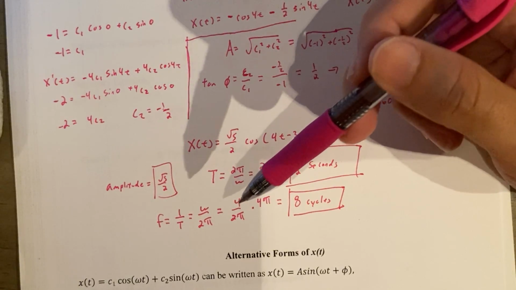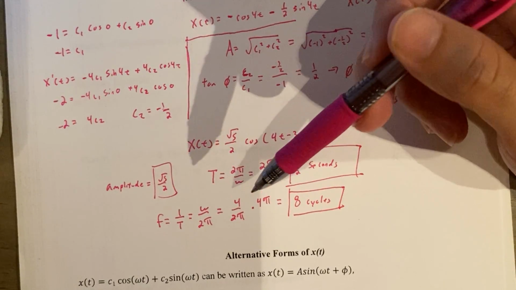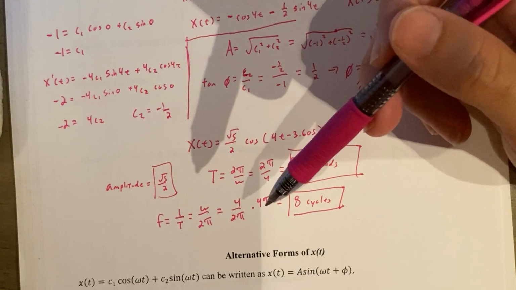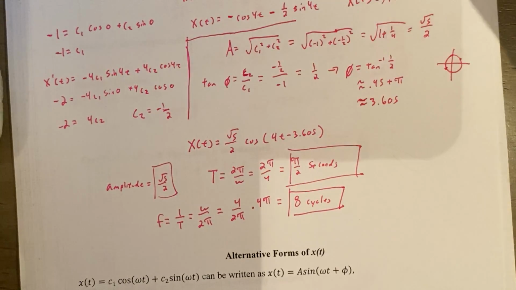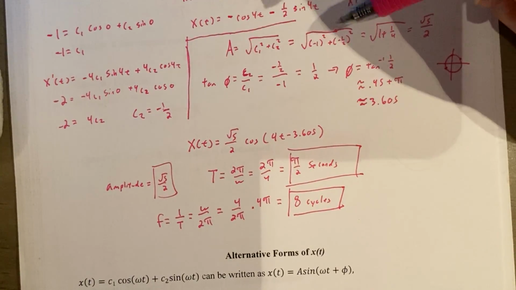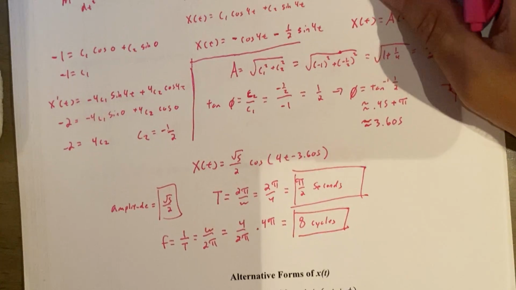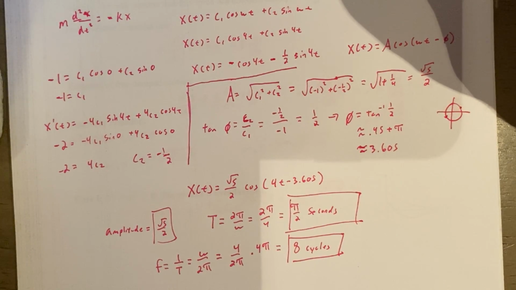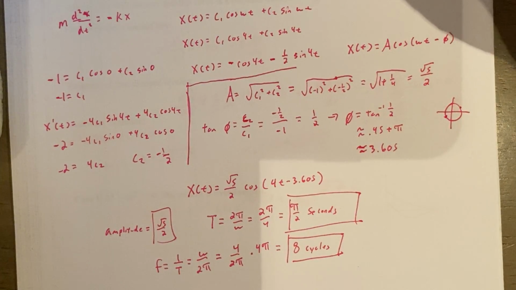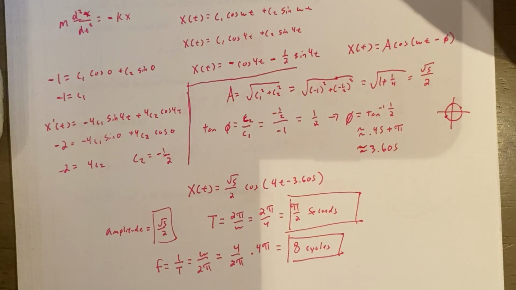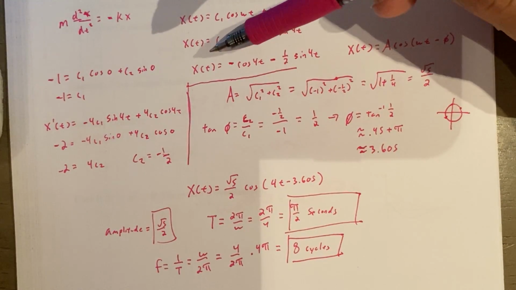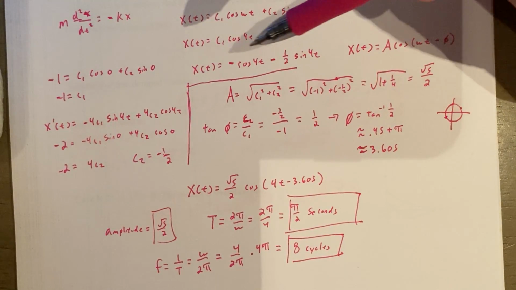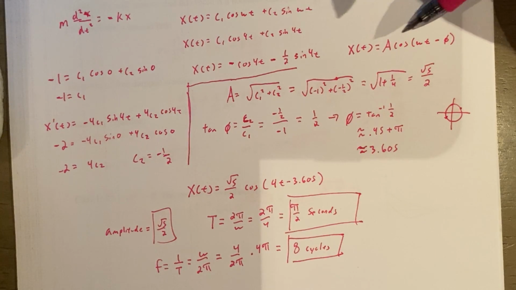That's going to be 4 over 2 pi times 4 pi, which is the number of seconds that we're going to go by, and that gives us 8 cycles. Now, the hard part is finding the amplitude, because when we look at a trig function, we're usually just looking at either sine or cosine, and the coefficient in front of cosine is our amplitude. So what we want to do is change our position function that we have right here in terms of either sine or cosine.